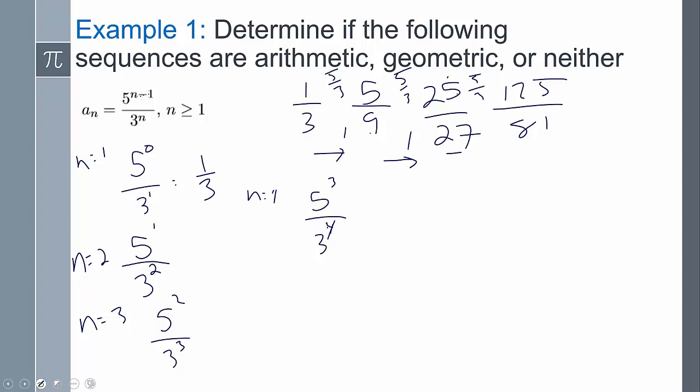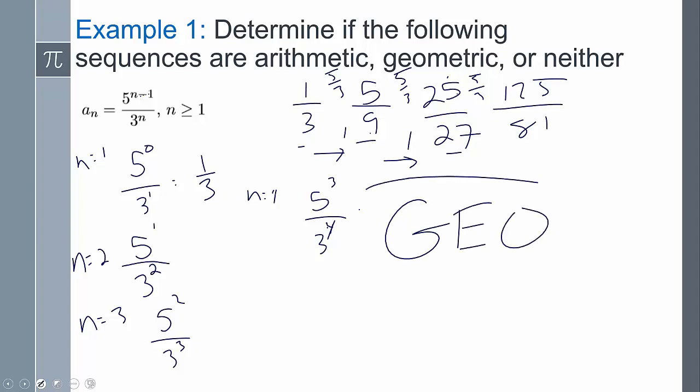Another way we can check this is to take the values and divide them. When you divide them, if you get the same value every single time, which should be 5/3, then in this case it's geometric, because I'm multiplying by the same value every time. So I know that this sequence is geometric.